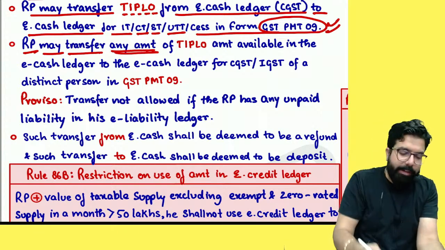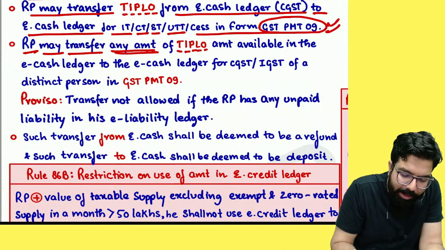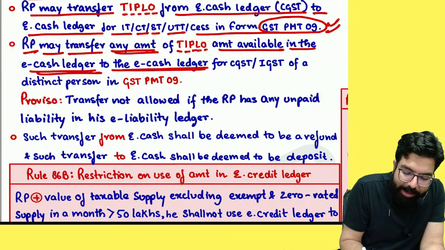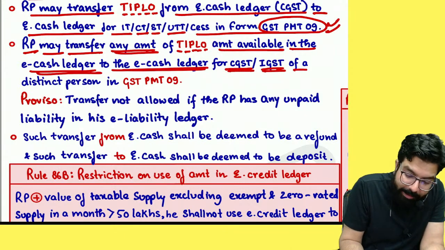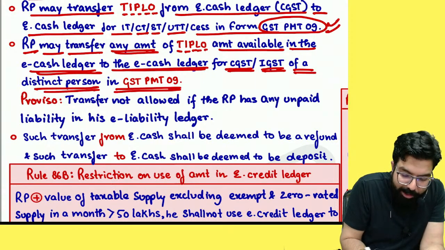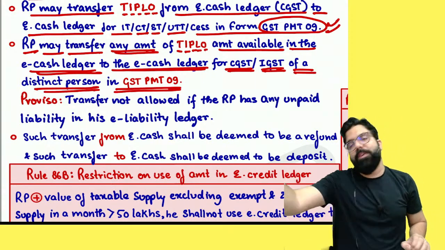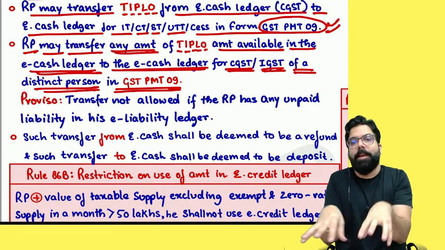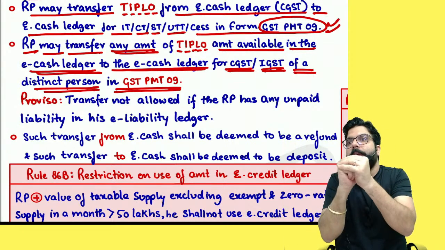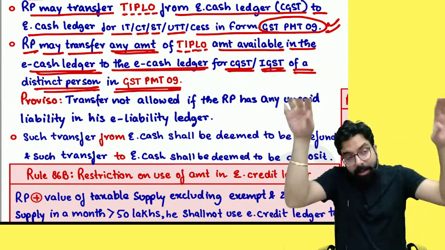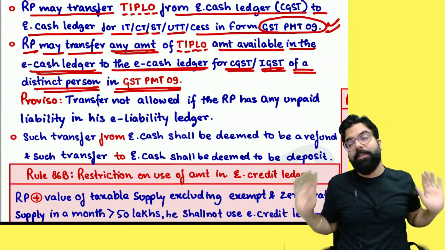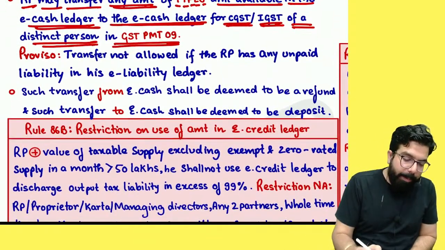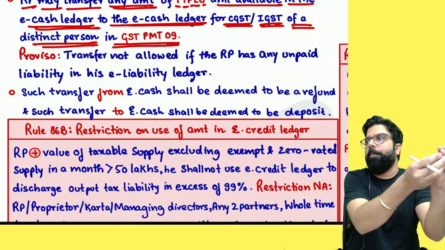Yes or no? It is telling you can transfer tax, interest, penalty, late fee or any other amount which is available in the e-cash ledger to the e-cash ledger for CGST or IGST of a distinct person. Which form will you use? GST PMT 09. First of all, in my own e-cash ledger, can I transfer from one head to another? Yes. From my e-cash ledger, can I transfer to my distinct person? Yes. Which form do I have to use? GST PMT 09.